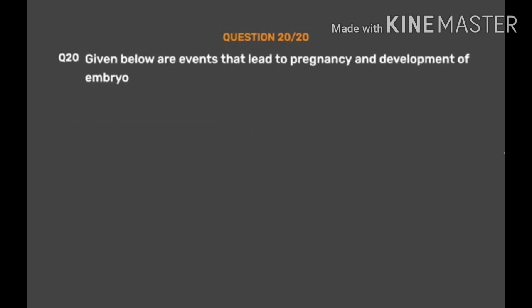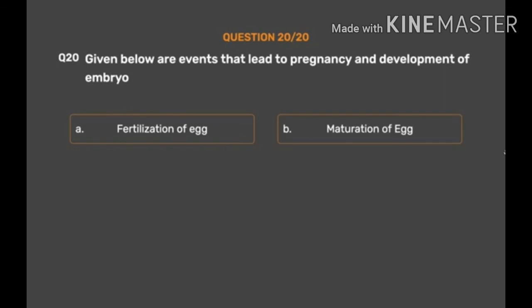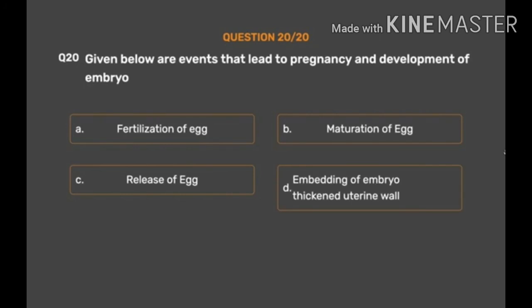Question number 20. Given below are events that lead to pregnancy and development of embryo. Option A, fertilization of egg. Option B, maturation of egg. Option C, release of egg. Option D, embedding of embryo in thickened uterine wall.